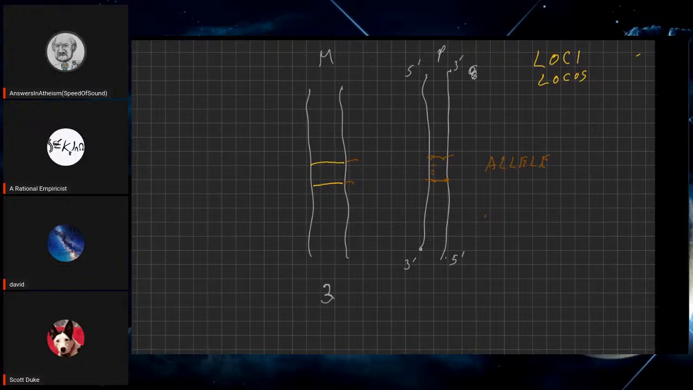Single nucleotide polymorphisms, and what is the other one? Single nucleotide. Shit, lost it. Okay, so anyway, a locus can be any section of the gene that we pick.